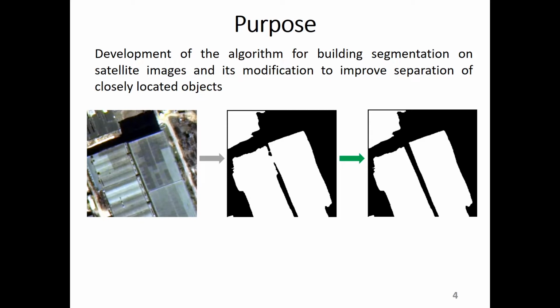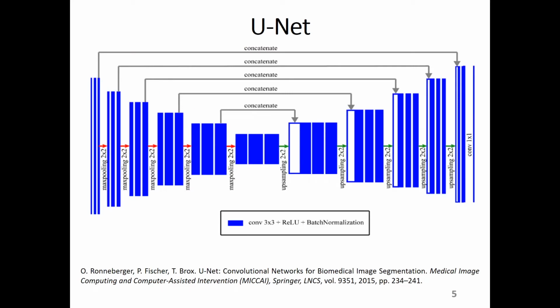Since some buildings can be located very close to each other, they can be segmented as one object. So we modified the developed algorithm to improve separation of closely located buildings. U-Net was used as a basic network architecture. It has about 8 million trainable parameters.